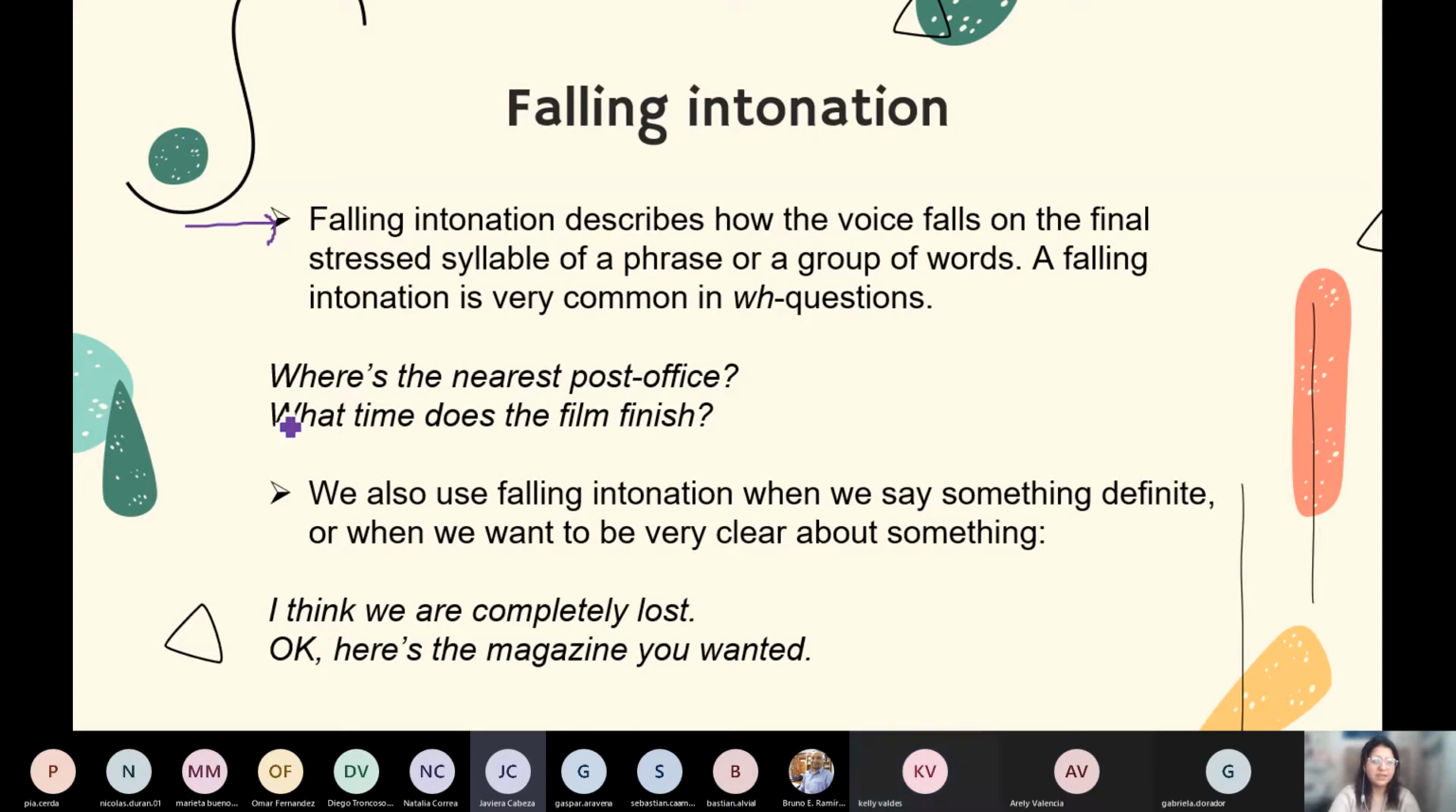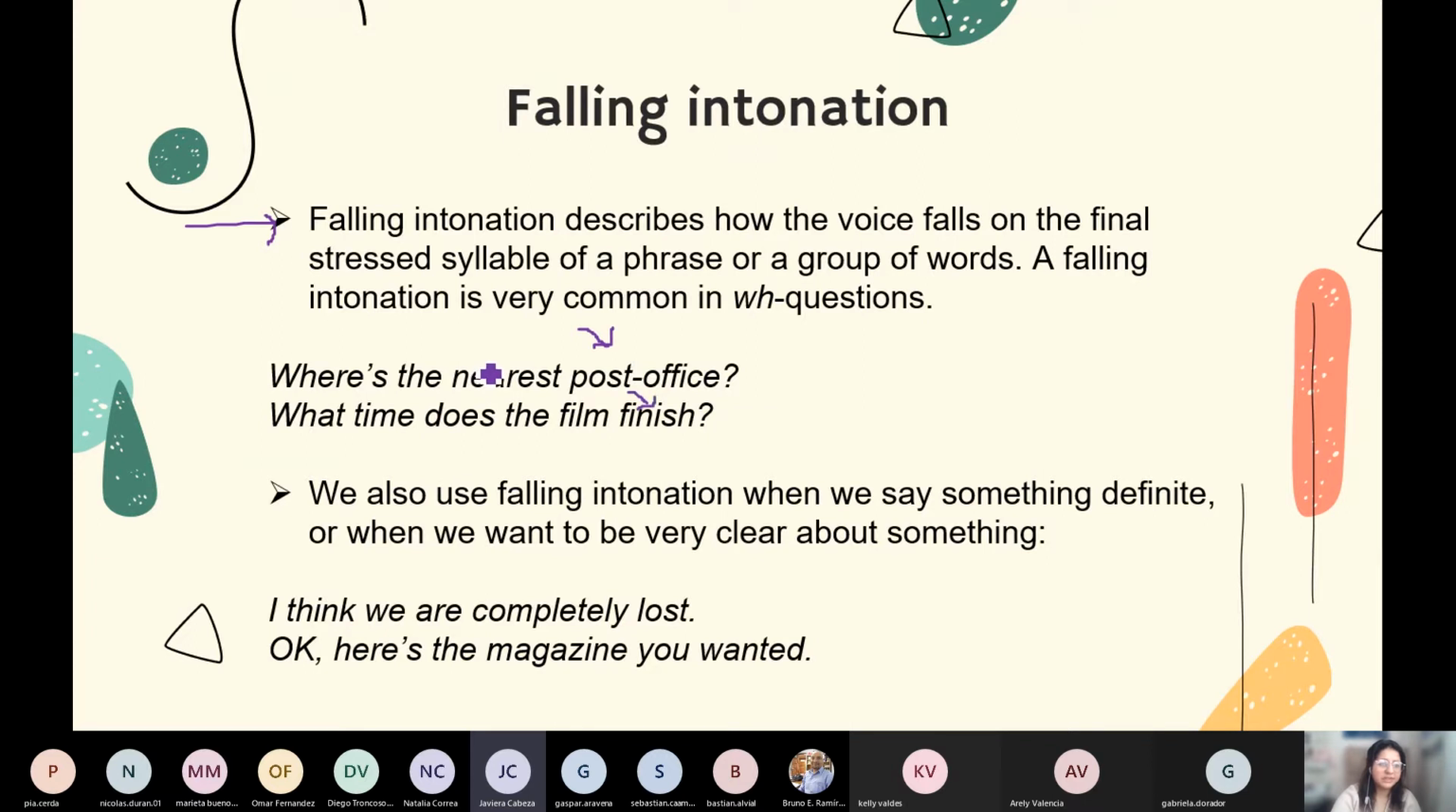Thank you very much. So, like here says, it's very common in WH questions. So, for instance, here we have two sentences that start with a WH question. We have where and what. And in this case, the intonation of these sentences is a falling one. So this is going to be a falling one, and this is also going to be a falling one.